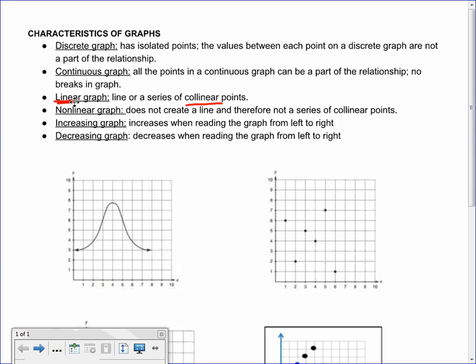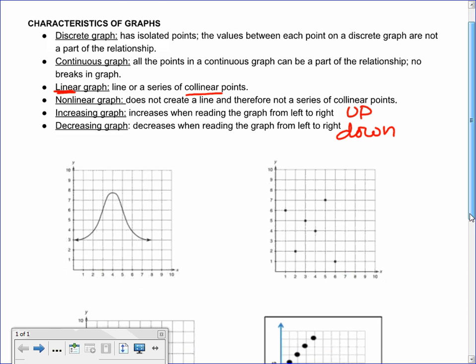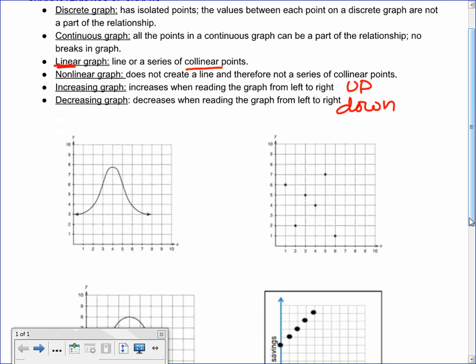And by now, increasing, you should know, is you're reading your graph left to right and the line is going up. And if you read your graph left to right and it's going down, that would be decreasing. So once you understand the vocabulary, now we can go and figure out if these are functions, what types of graphs we have, so on and so forth.